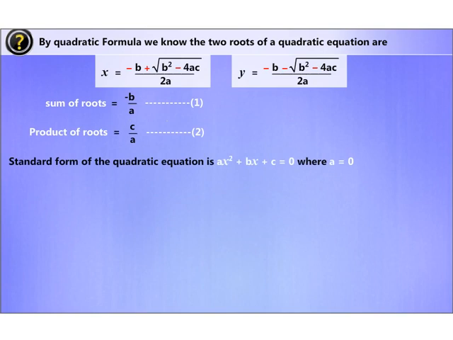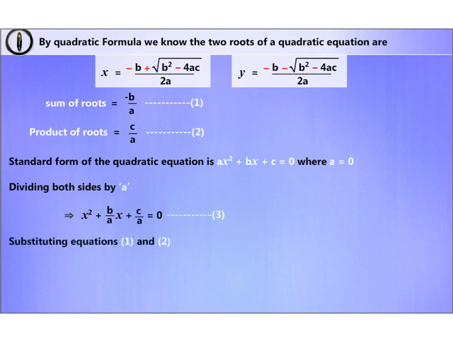We know that the standard form of the quadratic equation is ax² + bx + c = 0, where a is not equal to 0. Dividing both sides by a, we get x² + (b/a)x + c/a = 0. Substituting equations 1 and 2 in the above equation, we get x² - (sum of roots)x + product of roots = 0.